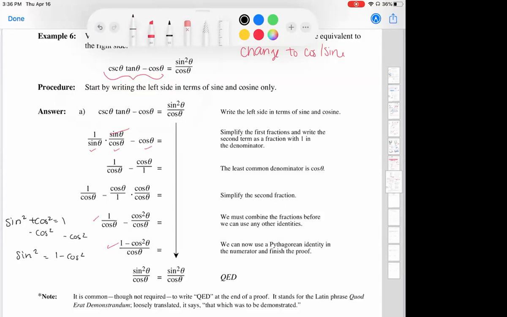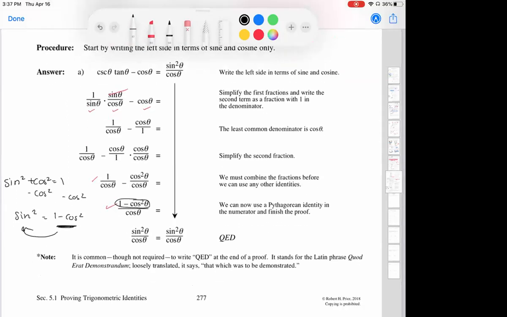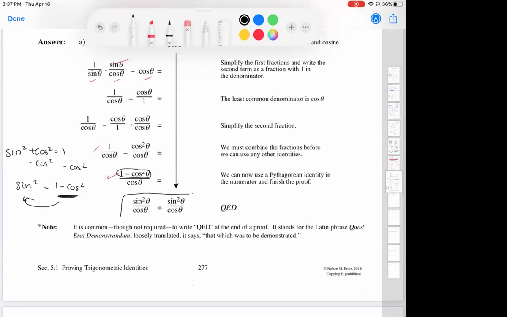So we have that this is equal to, what is it equal to? It's equal to sine squared. So I can replace all of this with sine squared. So we have sine squared theta over cosine theta, and we have proof that the left-hand side equals the right-hand side. So you must write it as equal to the same thing.